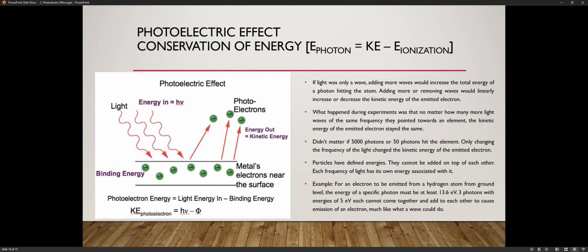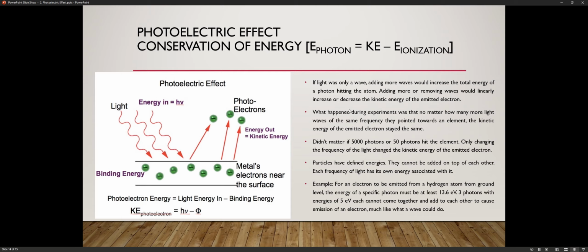For example, you need at least an energy of 13.6 electron volts to emit an electron from a hydrogen atom from the ground state. But you need at least one photon of that energy. You cannot have 3 different photons with 5 electron volts each. Those 3 photons cannot come together and help each other to emit this electron. That cannot happen. There's no teamwork involved. It has to be one photon with at least that much energy to emit this electron.